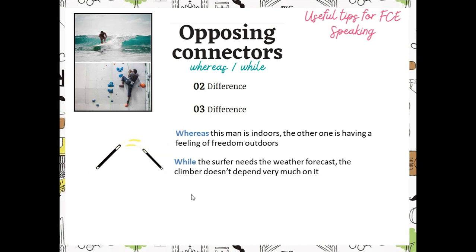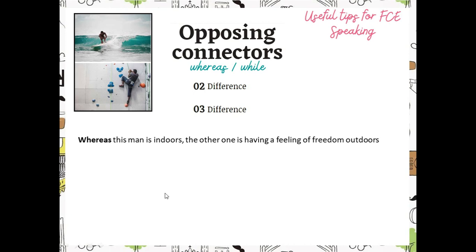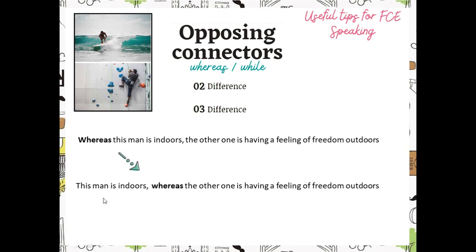However, we can change the order of the sentences. For example, we can say, whereas this man is indoors, the other one is having a feeling of freedom outdoors. Look at what we are doing here. This man is indoors. This is exactly the same, but without whereas. And then we use a comma here and we move this whereas to the second part of the sentence, whereas the other one is having a feeling of freedom outdoors.